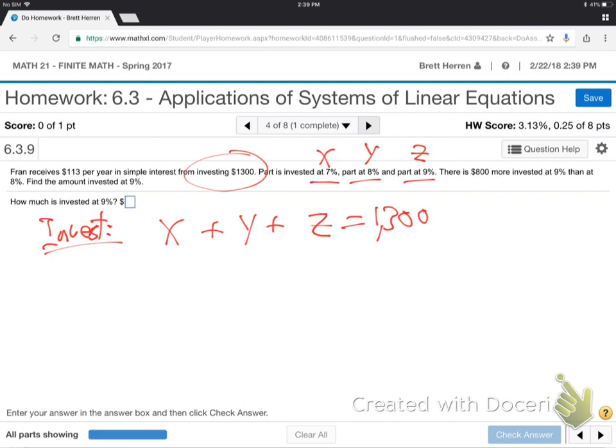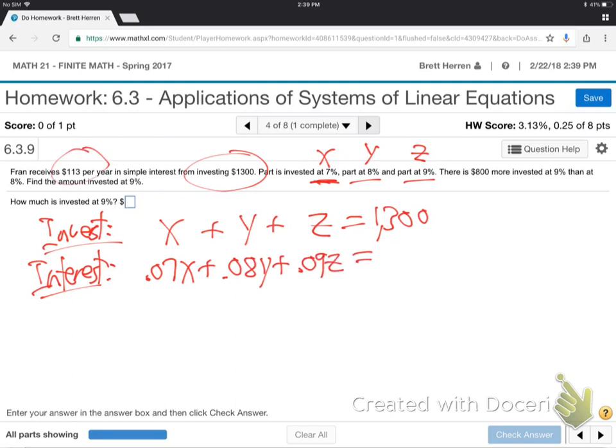Now, next, you're going to write the money one, the interest. The earnings, what she earns in interest. Well, how do you do that? That's where the percentages come in. 0.07x plus 0.08y. She gets 8% on the y. She gets 9% on the z. And it's $113 is what she earns. Do you see how I did that one? That was the interest she earns. She receives 113 in interest from those percentages. Is that good?